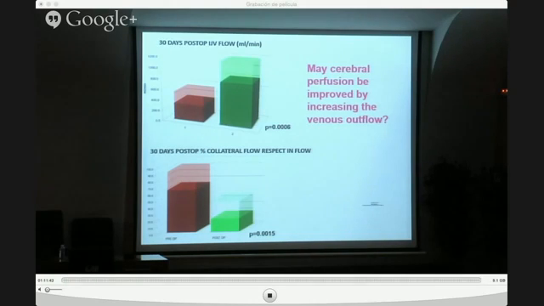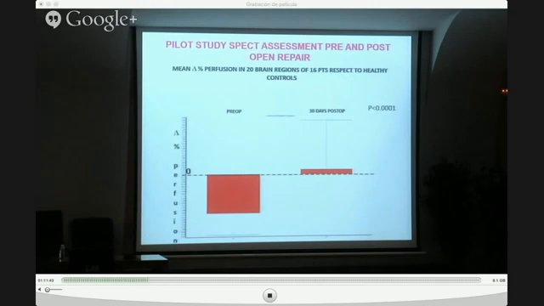In the same group of patients, we measured the perfusion by means of SPECT, and the first histogram shows you the hypoperfusion with respect to normal controls in this group of patients. At 60 days post-op, you may see, with respect to controls, a significant improvement of the perfusion.